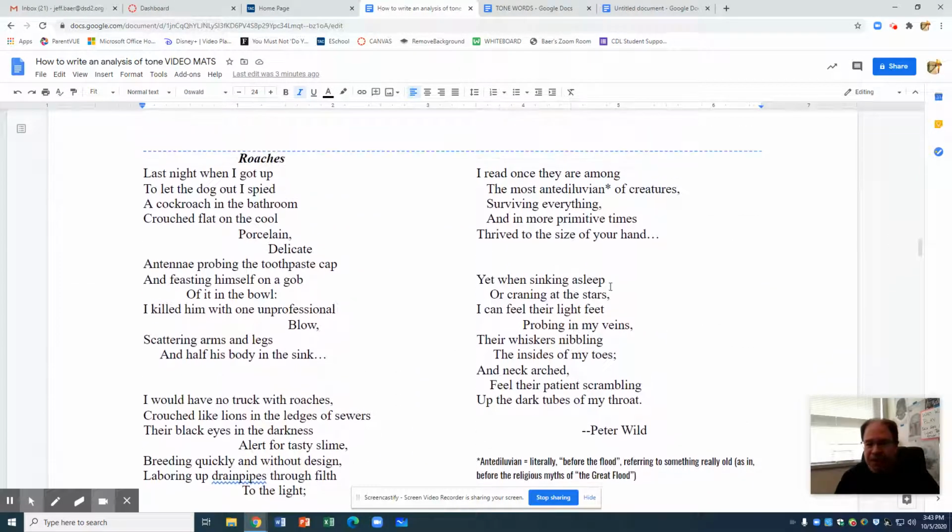So we need to start with a selection, and the selection we're going to use today is a poem by a guy named Peter Wilde, and the poem is called Roaches. I'm just going to take you through and read through the selection, and then we'll talk about it on the other side. So you can just follow along, and I'll read it aloud.